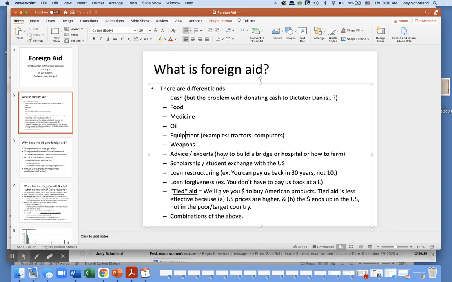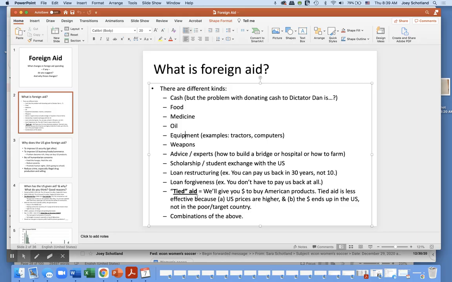For example, we can help a poor country on how to build a bridge or a hospital or how to farm. Sometimes we set up scholarships and student exchanges. Sometimes we will do what's called loan restructuring. We will restructure or redo a loan that we made to that poor country. For example, we could say to a poor country like Haiti, you can pay us back in 30 years, not 10. And that gives the poor country a break. Sometimes we do loan forgiveness and we say to the poor country, you don't have to pay us back at all. There are lots of different ways to help and do foreign aid.